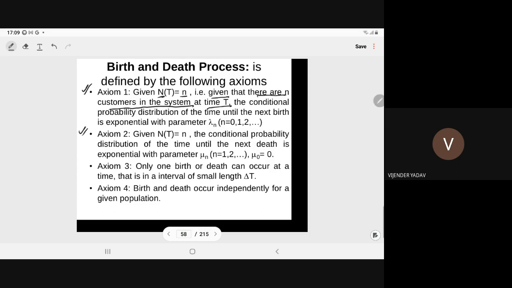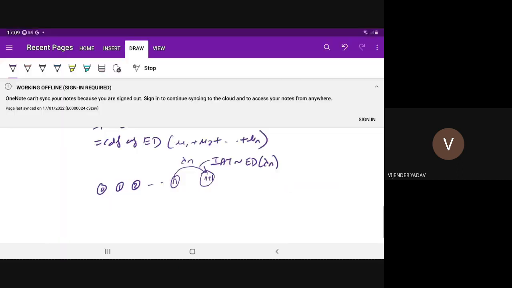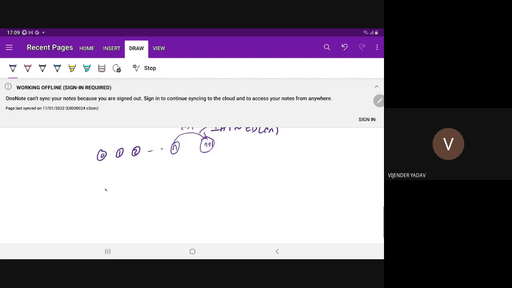Axiom 2: given N(t) is equal to n, the conditional probability distribution of the time until the next death is exponential with parameter mu n, for n equal to 1 and so on, and mu 0 is equal to 0. If there are n customers in the system and one gets the service, it will become n minus 1 customers, and the service rate will be mu n.